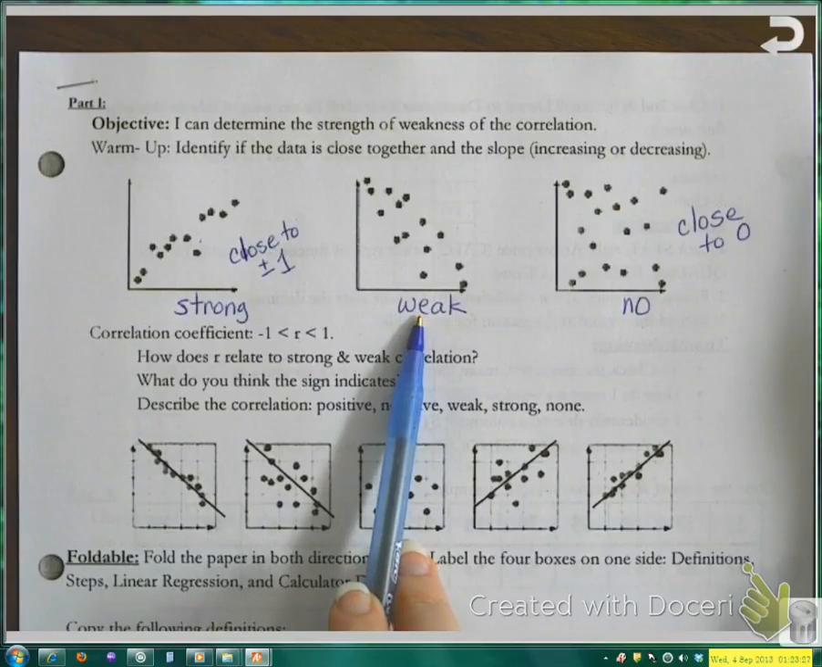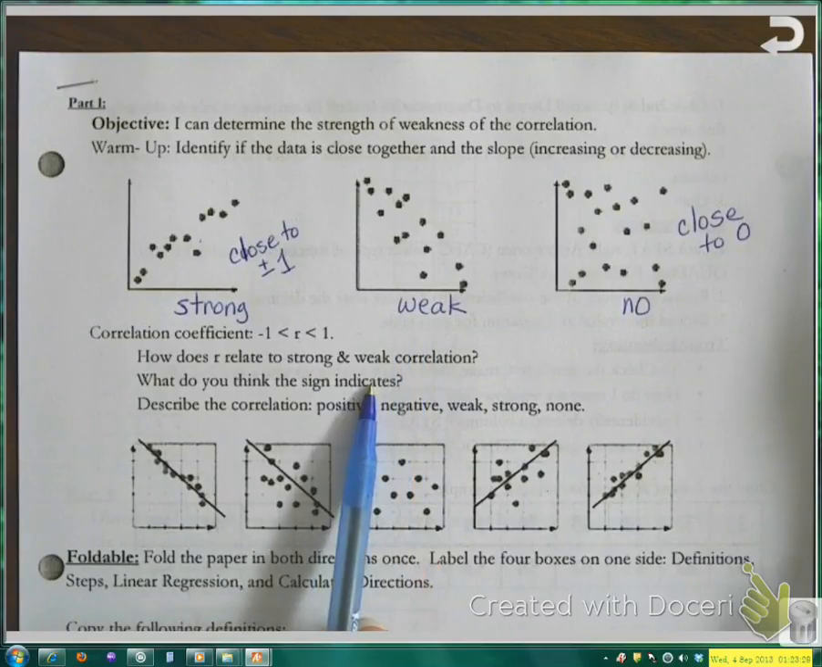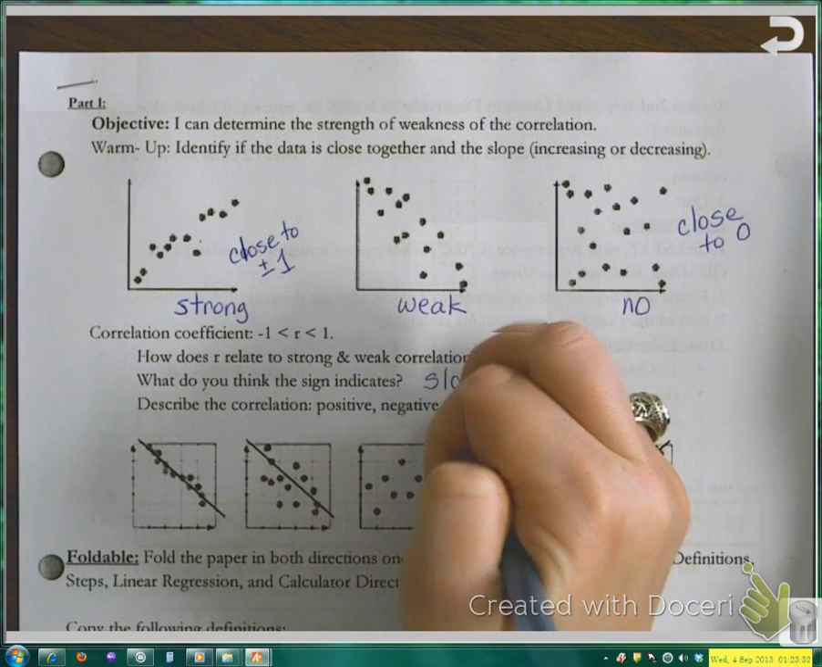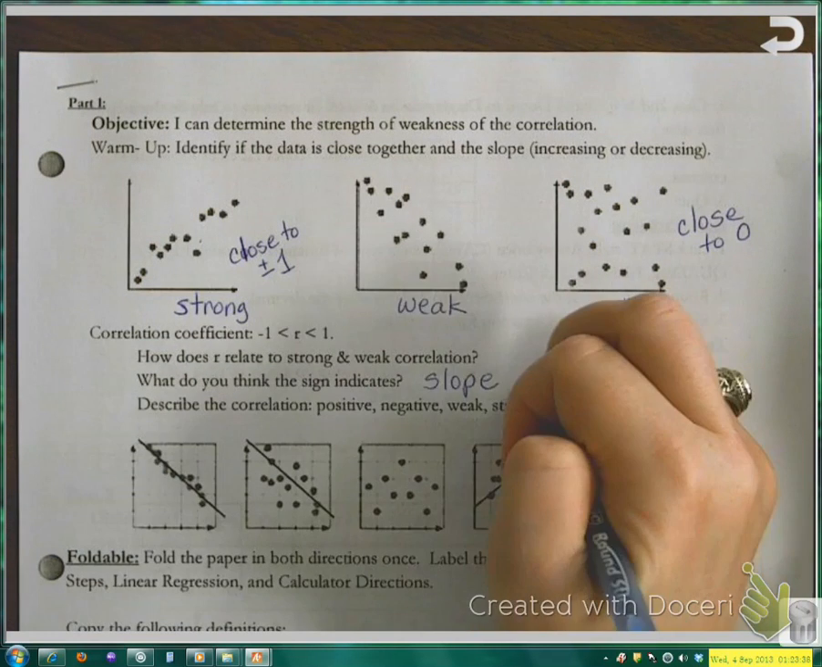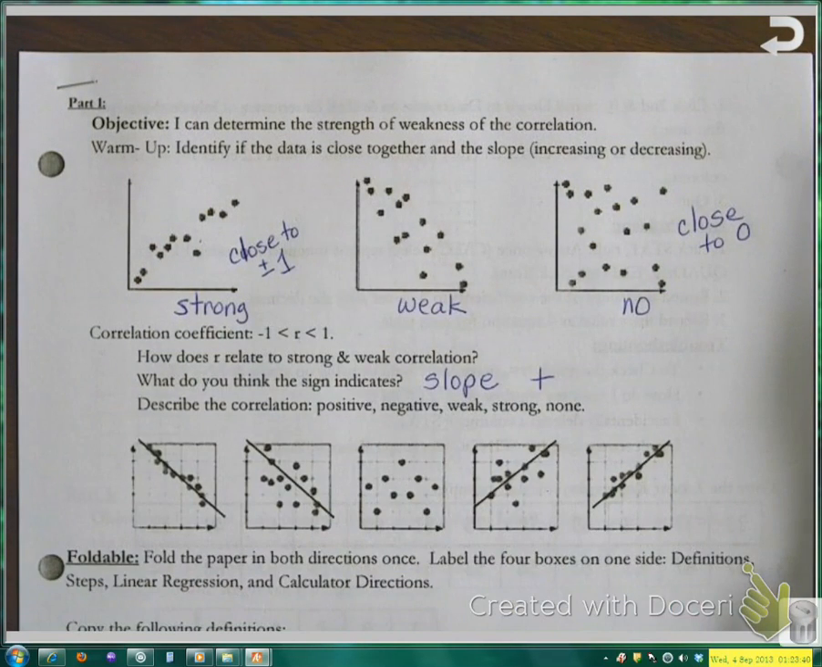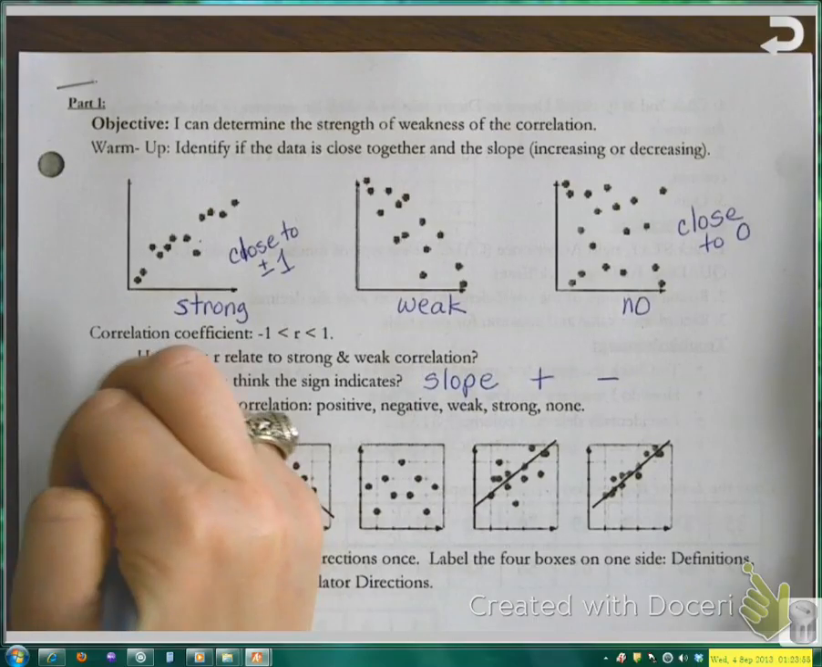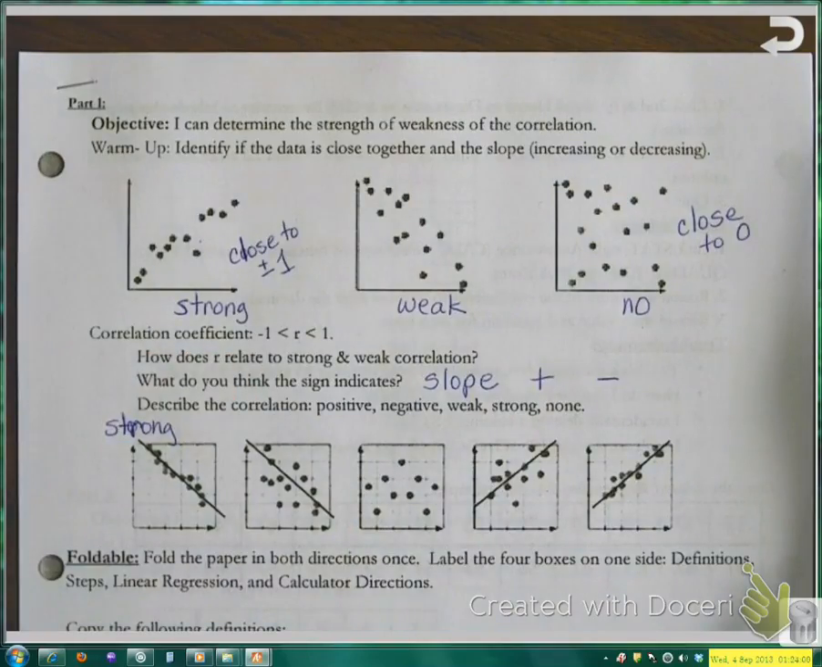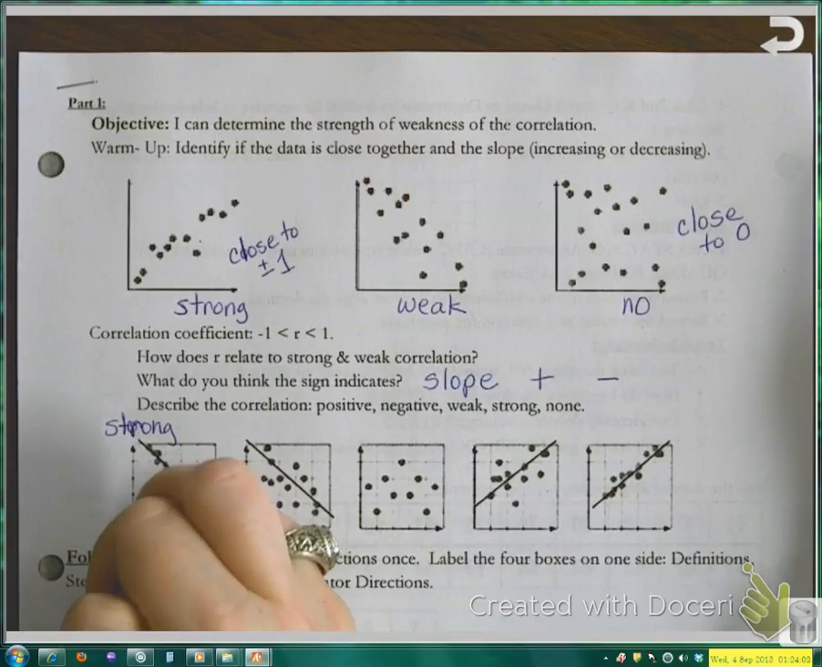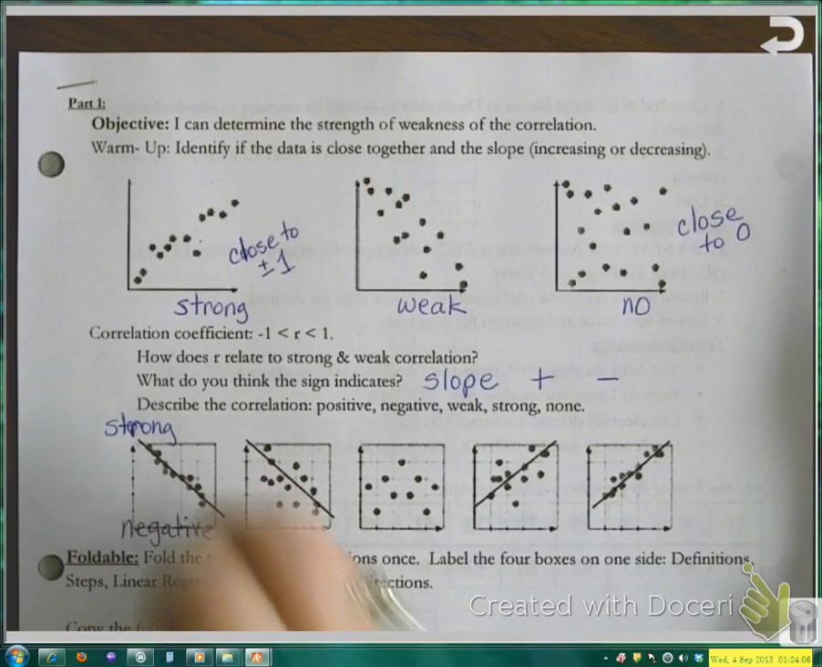Now we have to know what the sign indicates. The sign indicates slope. Obviously, plus would be for a positive slope, and minus for a negative slope. So my first graph here, if I were to put these in order, I would name this a strong, and then looking at the slope, I would say it is a negative.